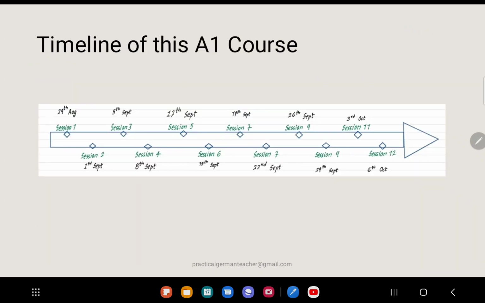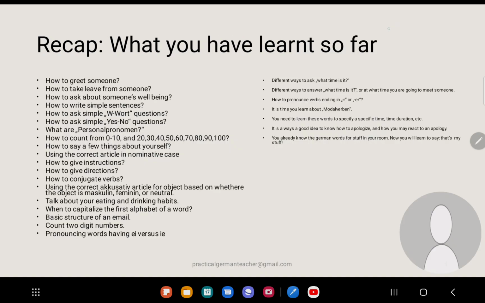Disclaimer. So far we have had, as I already said, this one is the sixth session. So we already had 1, 2, 3, 4, 5. And after this we will have 6 more sessions. Let's do a quick recap.